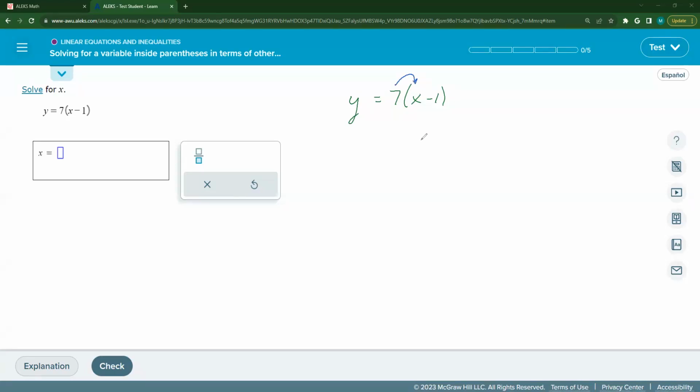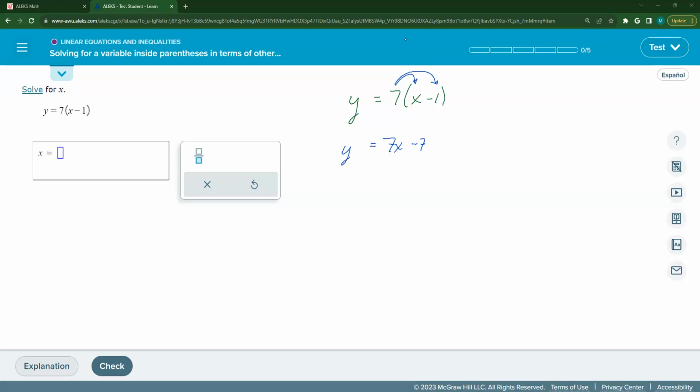Just remember, as long as you're doing legal math moves, there's more than one way to solve things. So first thing I'm going to do is simplify. And so y equals 7x minus 7. And the next one, we're going to show a slightly different way to do it, maybe a little easier, a little faster. All right, so I want to get this x by itself.